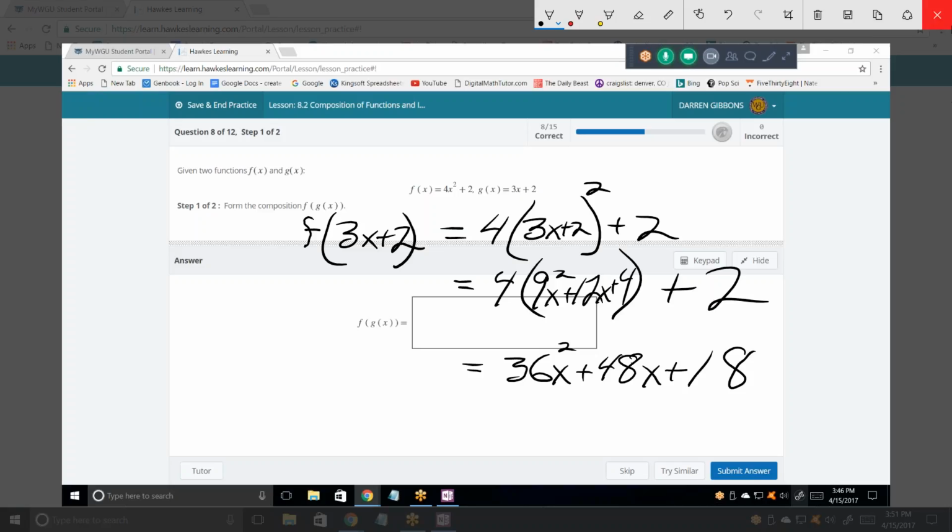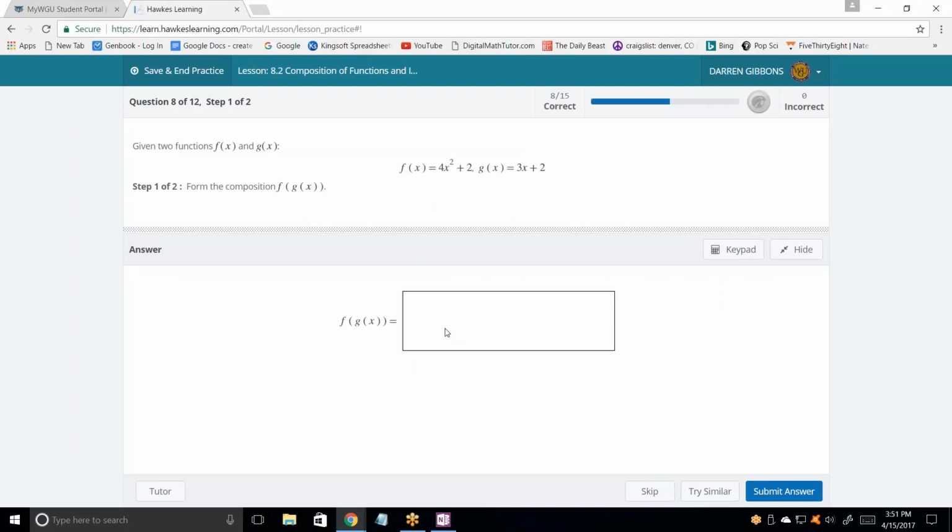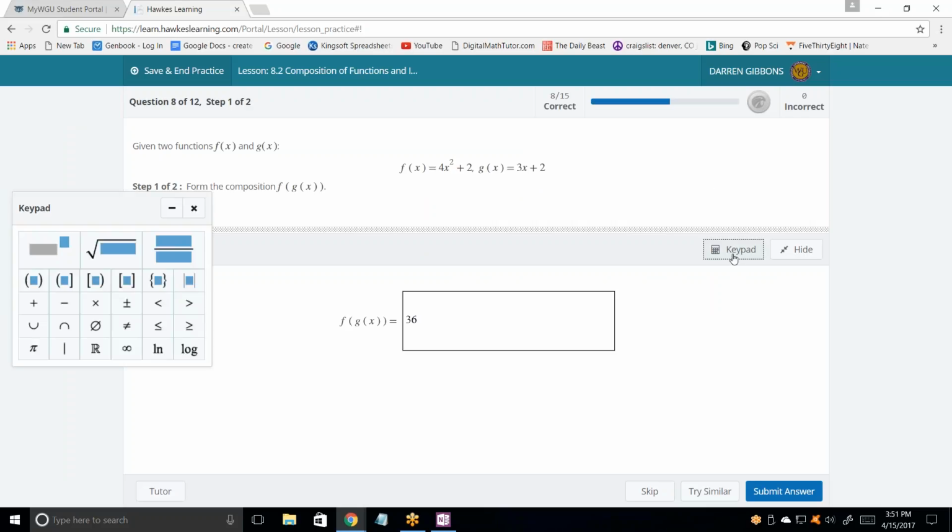I can't minimize this without making it go away. Do you have that written down? Yeah. 36, 48, and 18. Oh, I got to put the x first. x squared, 36, 48, and 18, all with plus signs, right?